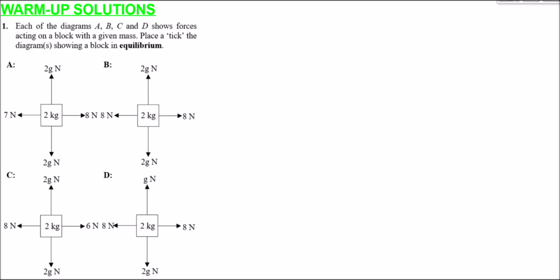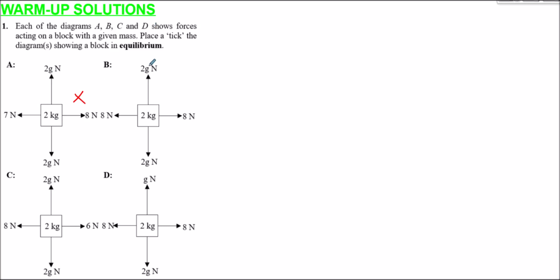So we've got 4 different force systems here, A, B, C and D, acting on a given mass, which is 2 kilograms each time. We just need to place a tick on the diagram or diagrams which show the block in equilibrium. So in equilibrium just means where the forces are perfectly balanced. So if we look at A, upwards 2G and 2G they balance, but 7 and 8 don't. So A is not in equilibrium.